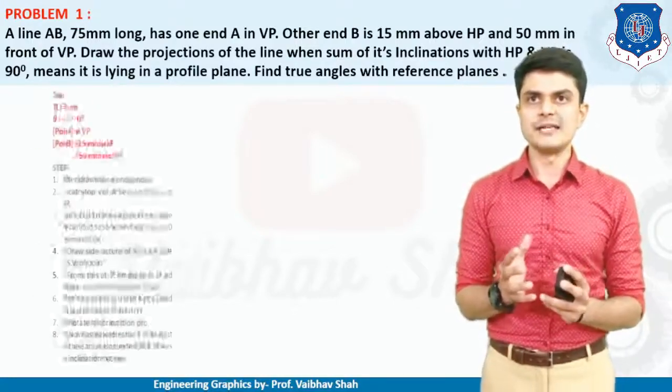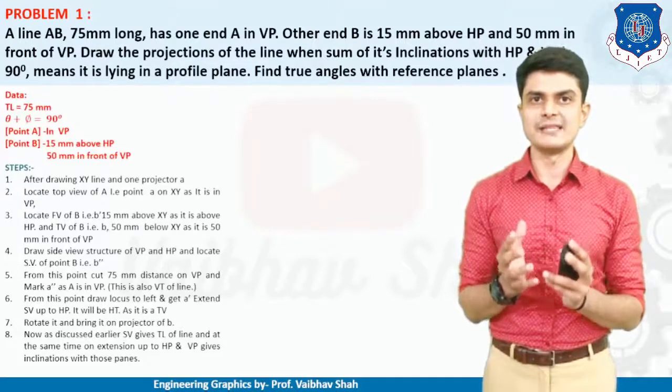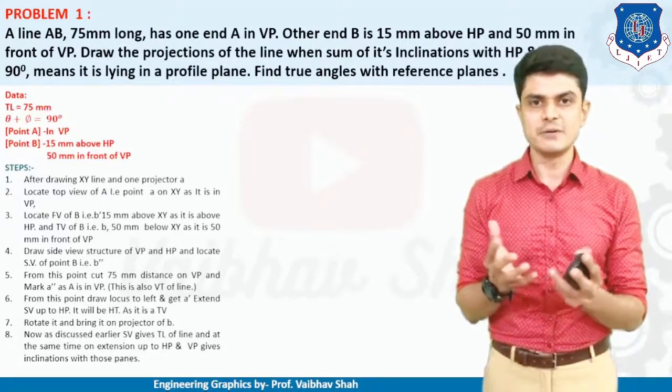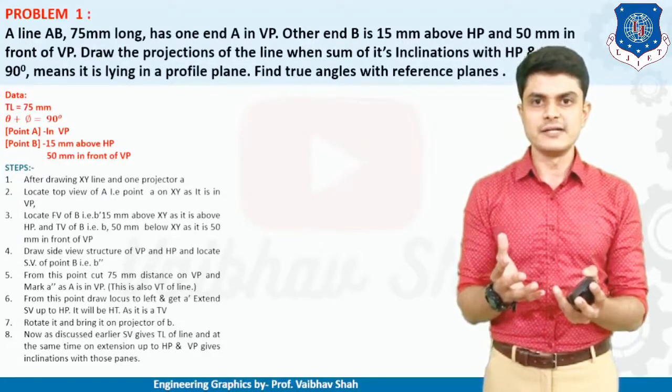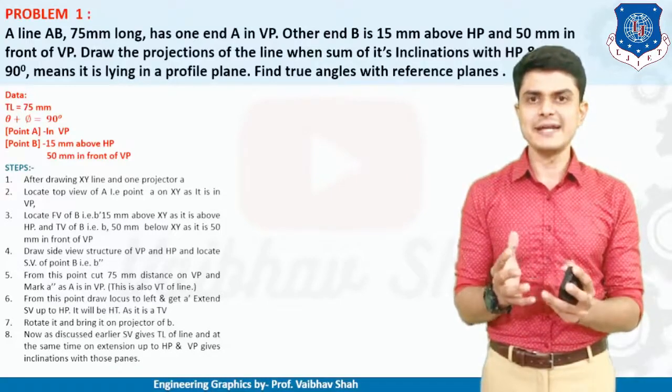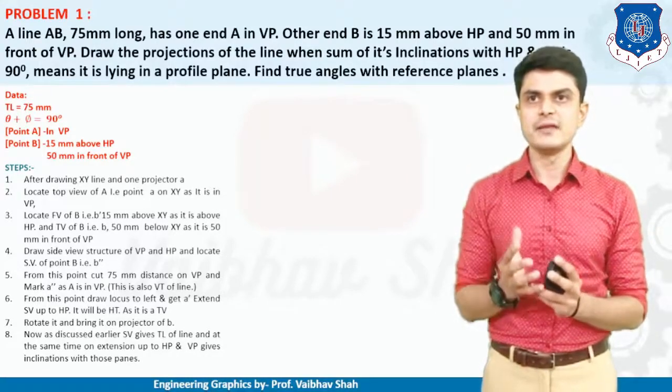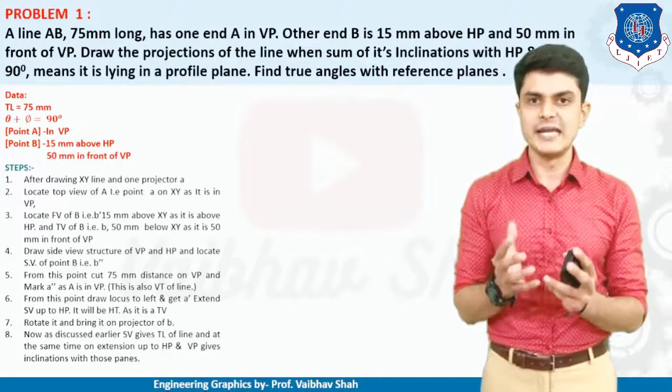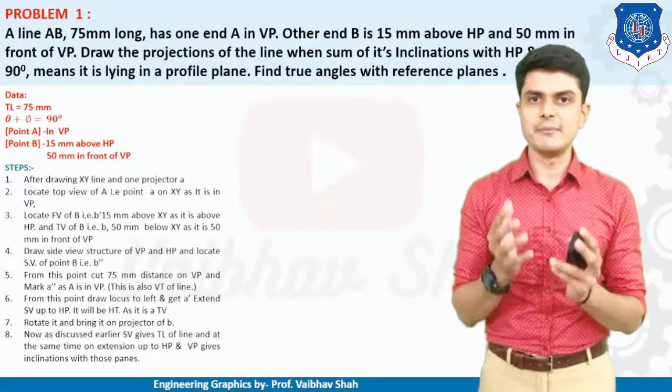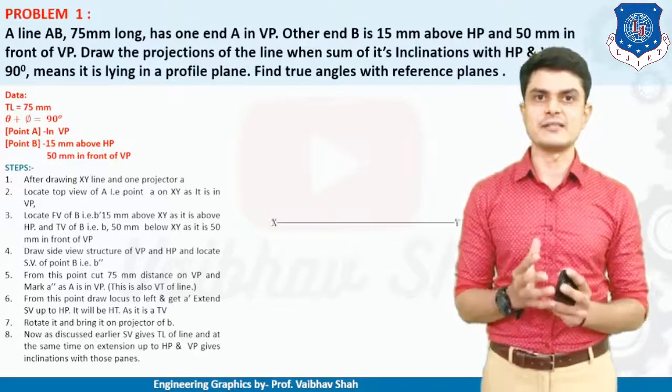So here, let us first write down the data. True length is given as 75 mm, theta plus phi is already written as 90 degrees. Point A is given, which is in VP, and point B is given, which is 15 mm above HP and 50 mm in front of VP. So let us start drawing this example.